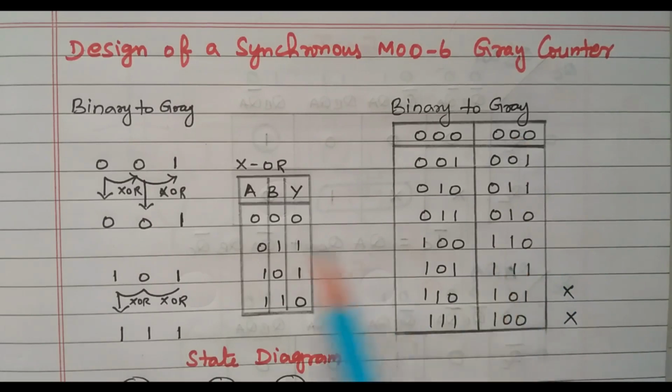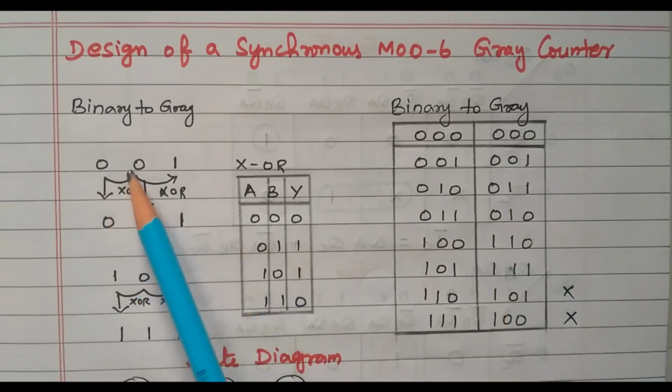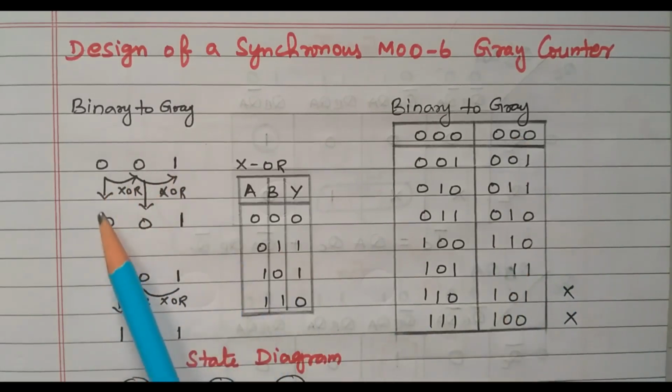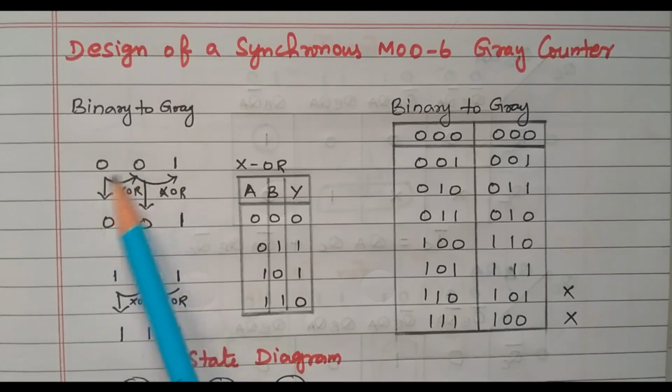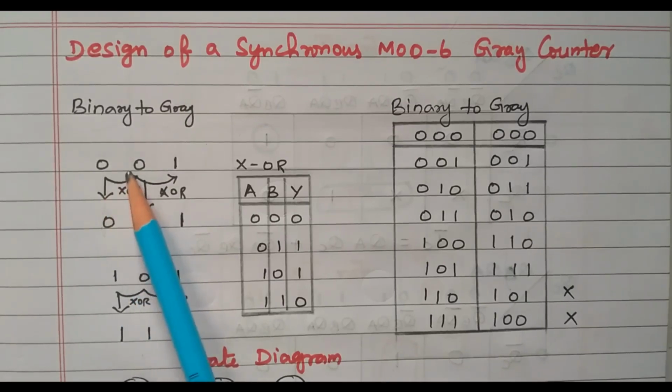How to convert this binary to gray is available here. 001 means we need to find the gray. So 0 is written as it is. The first 0 is written as it is. The first and second 0 we find the XOR gate. The output of XOR. Right.